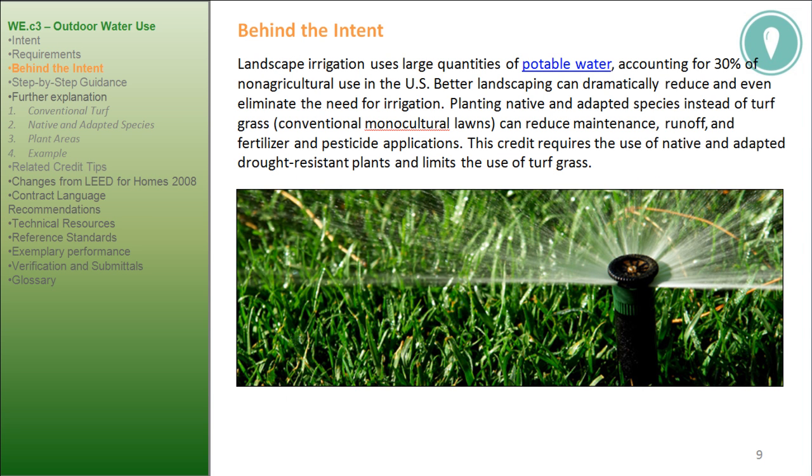Behind the intent. Landscape irrigation uses large quantities of potable water, accounting for 30% of non-agricultural use in the U.S. Better landscaping can dramatically reduce and even eliminate the need for irrigation. Planting native and adapted species instead of turf grass, conventional monocultural lawns, can reduce maintenance, runoff, and fertilizer and pesticide applications. This credit requires the use of native and adapted drought-resistant plants and limits the use of turf grass.